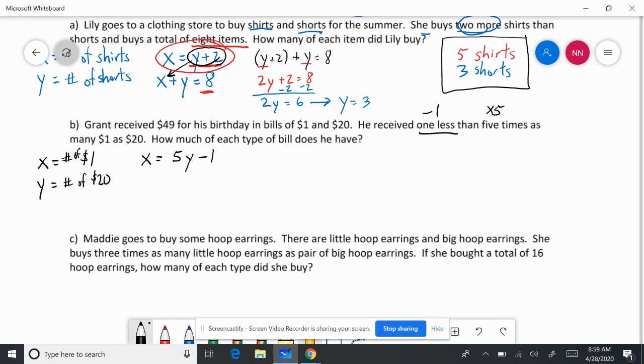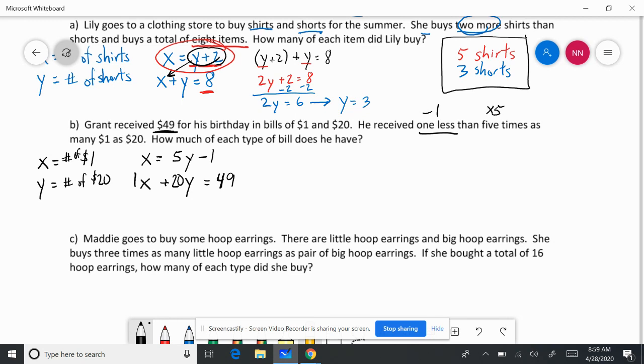It tells us that he has $49. That means that when we add X and we add Y, we're going to get $49. Now the problem with this is that X is $1 and Y is $20. So we have to just make a special note of that. Writing the equations, I think, is the more difficult part.